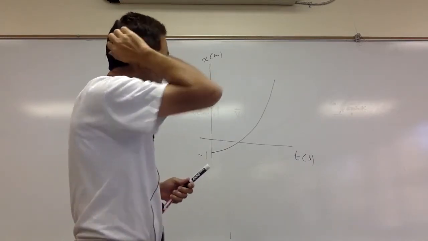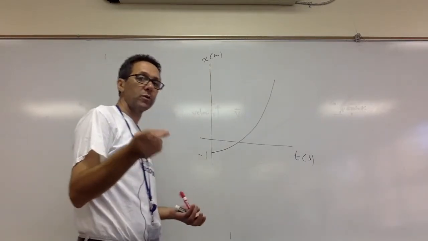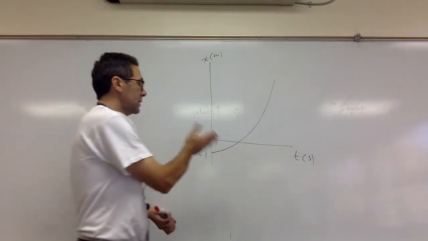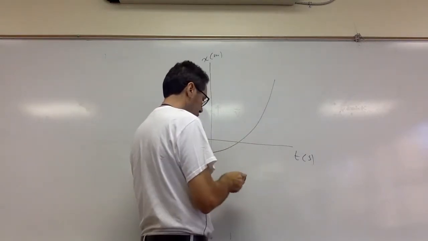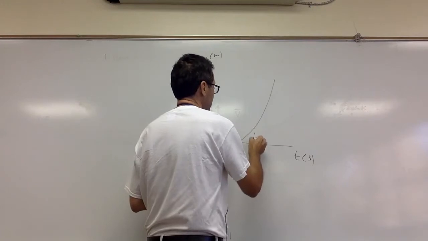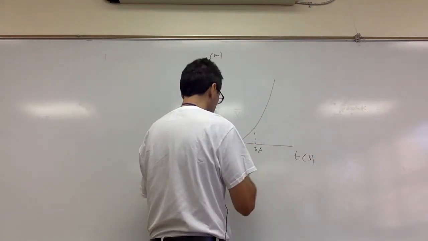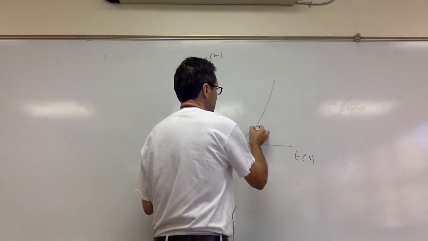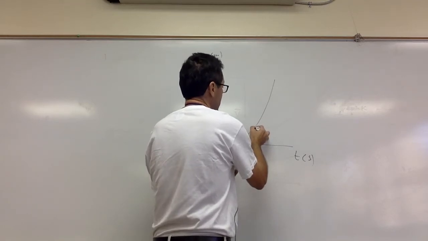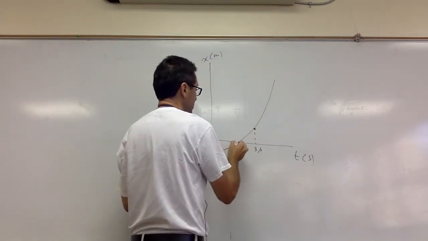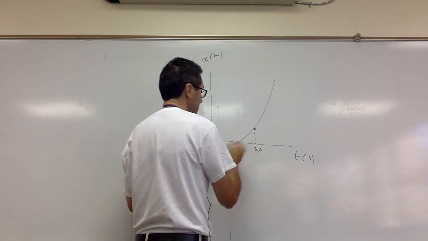So here you cannot talk about a unique slope because it's not linear. In other words, the steepness changes. So let's say, this is 3 seconds. If I want to find the speed at 3 seconds, or at least let's just compare the speed at 3 seconds to the speed at 2 seconds.